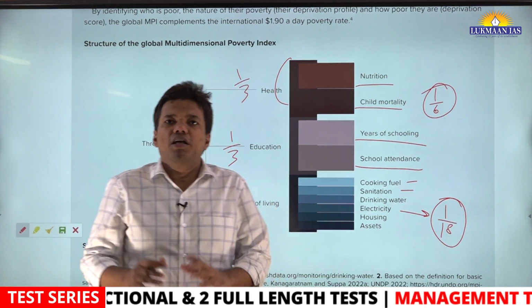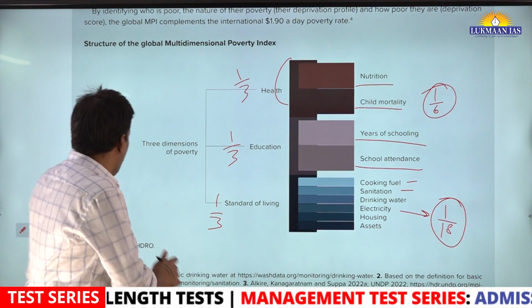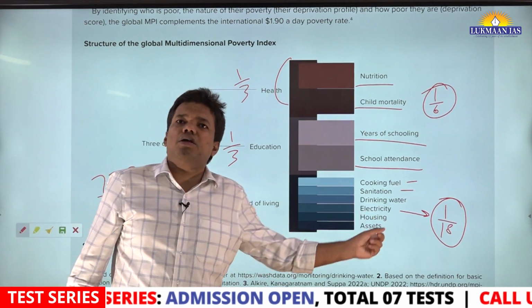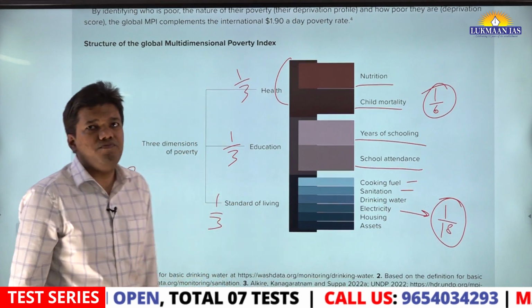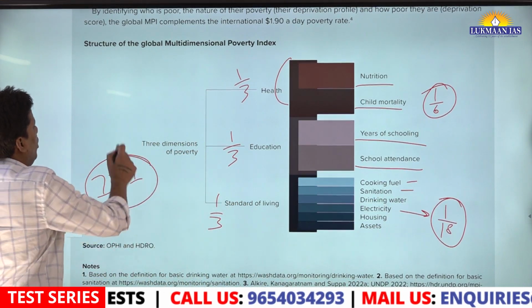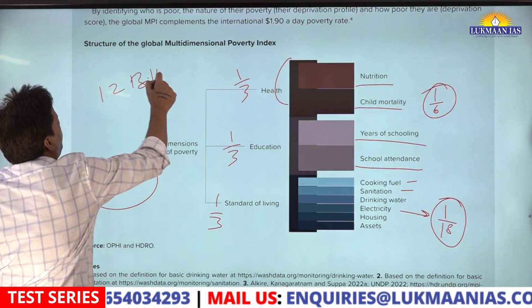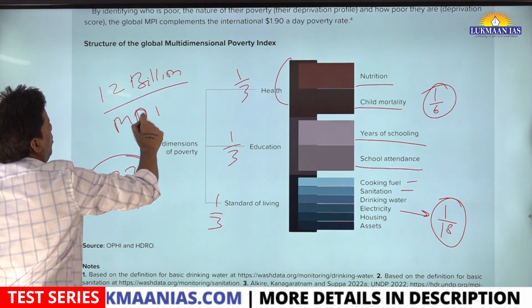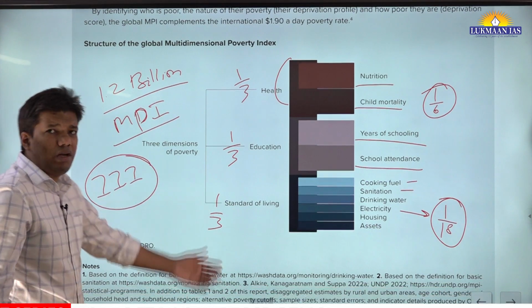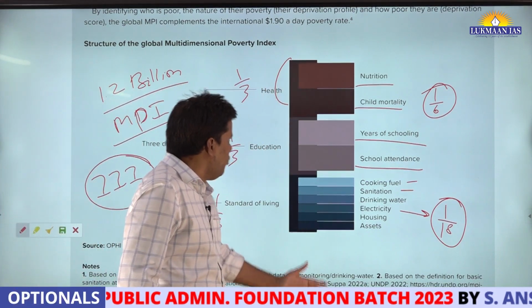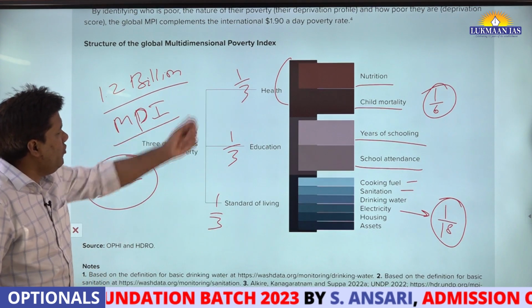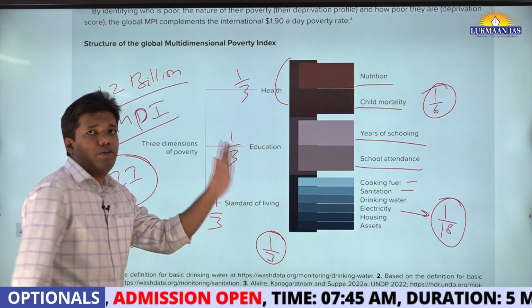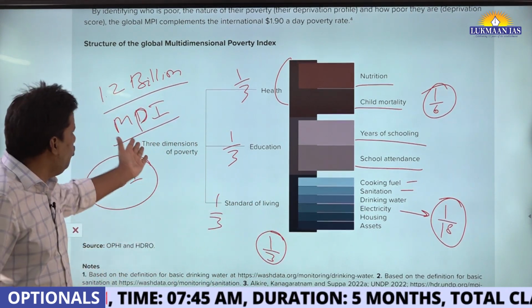What UNDP has done, it measured the poverty in 111 countries. This data is pre-pandemic data. And what they found out is that almost 1.2 billion people are living in multidimensional poverty, MPI. And when you classify a person as MPI poor, whenever they do surveys and find the weighted score on this MPI is more than 1/3, they will classify that person as poor as per the MPI.